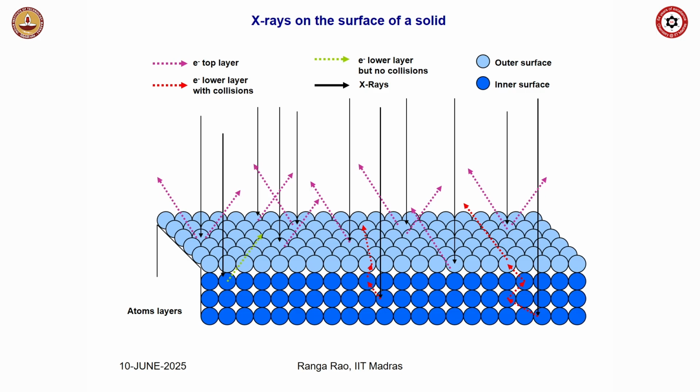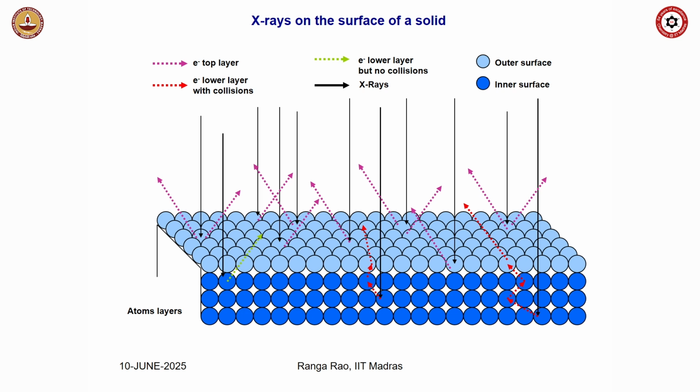Now come to X-rays on the surface of a solid. As I mentioned earlier, you have a top layer and then layers below the surface. You have X-rays falling, these dark lines are X-rays. These X-rays penetrate into the sample, ionize electrons, and the electrons from the top layer, these pink ones, come out with the correct information. But the X-rays can also go into the deeper layers and ionize them.